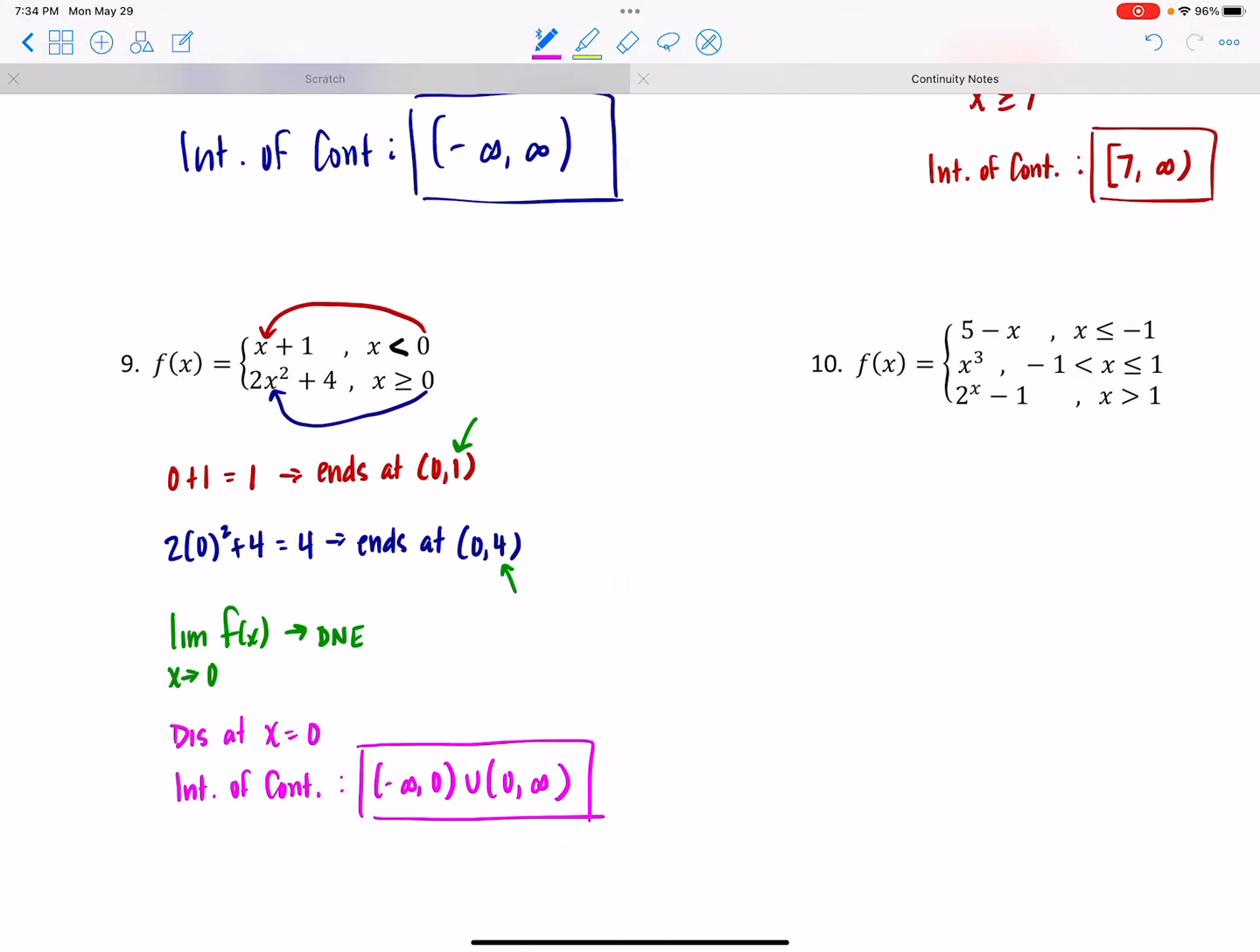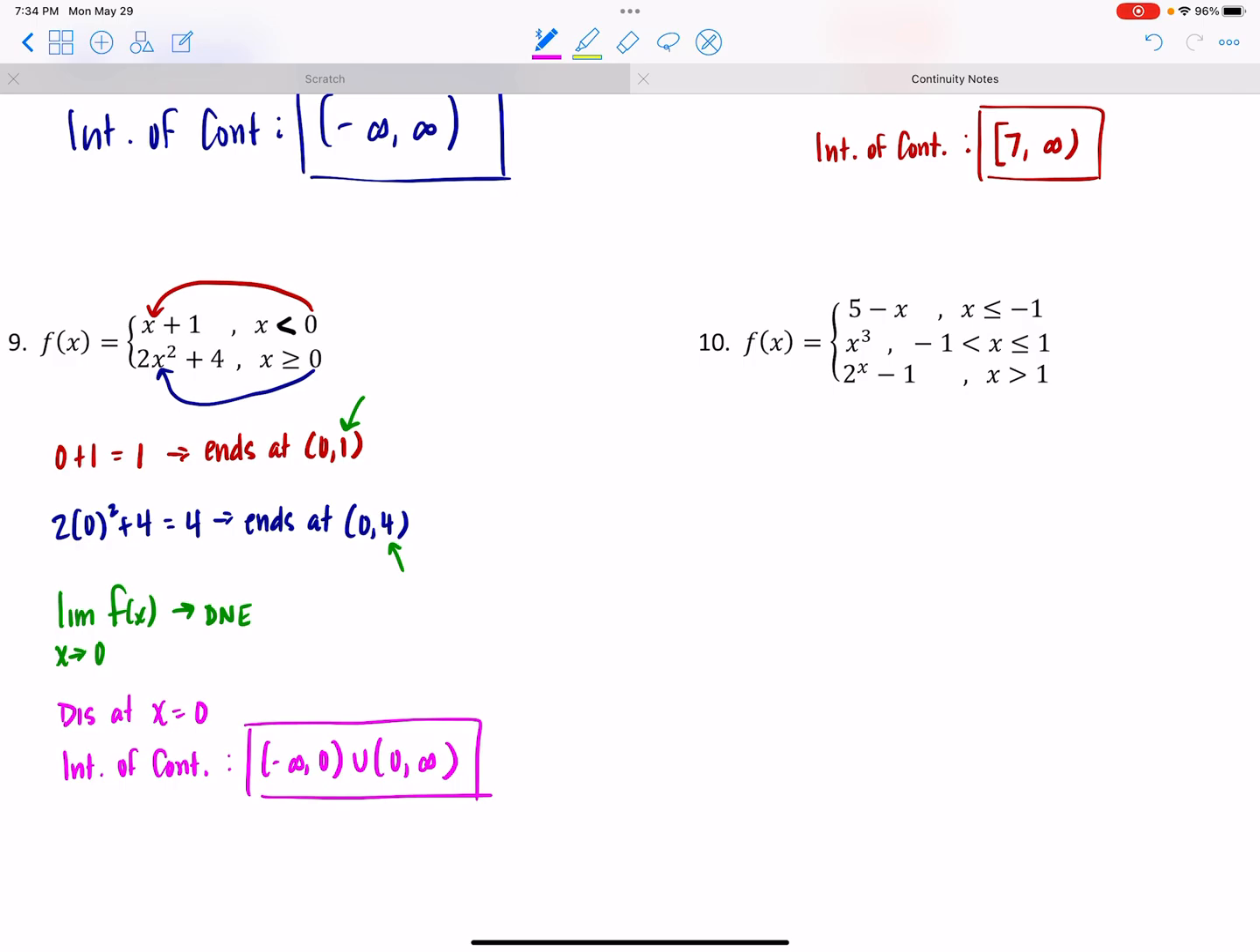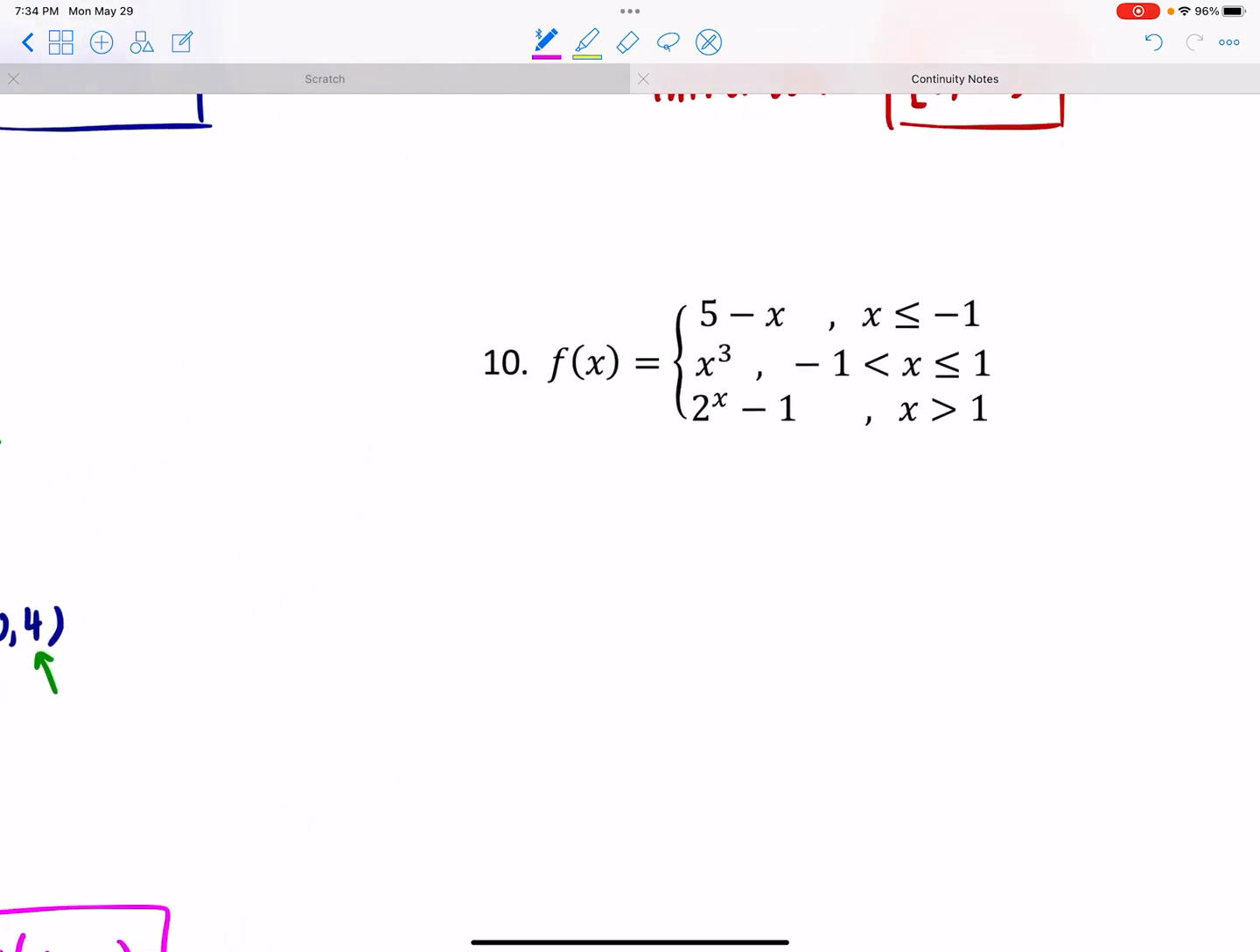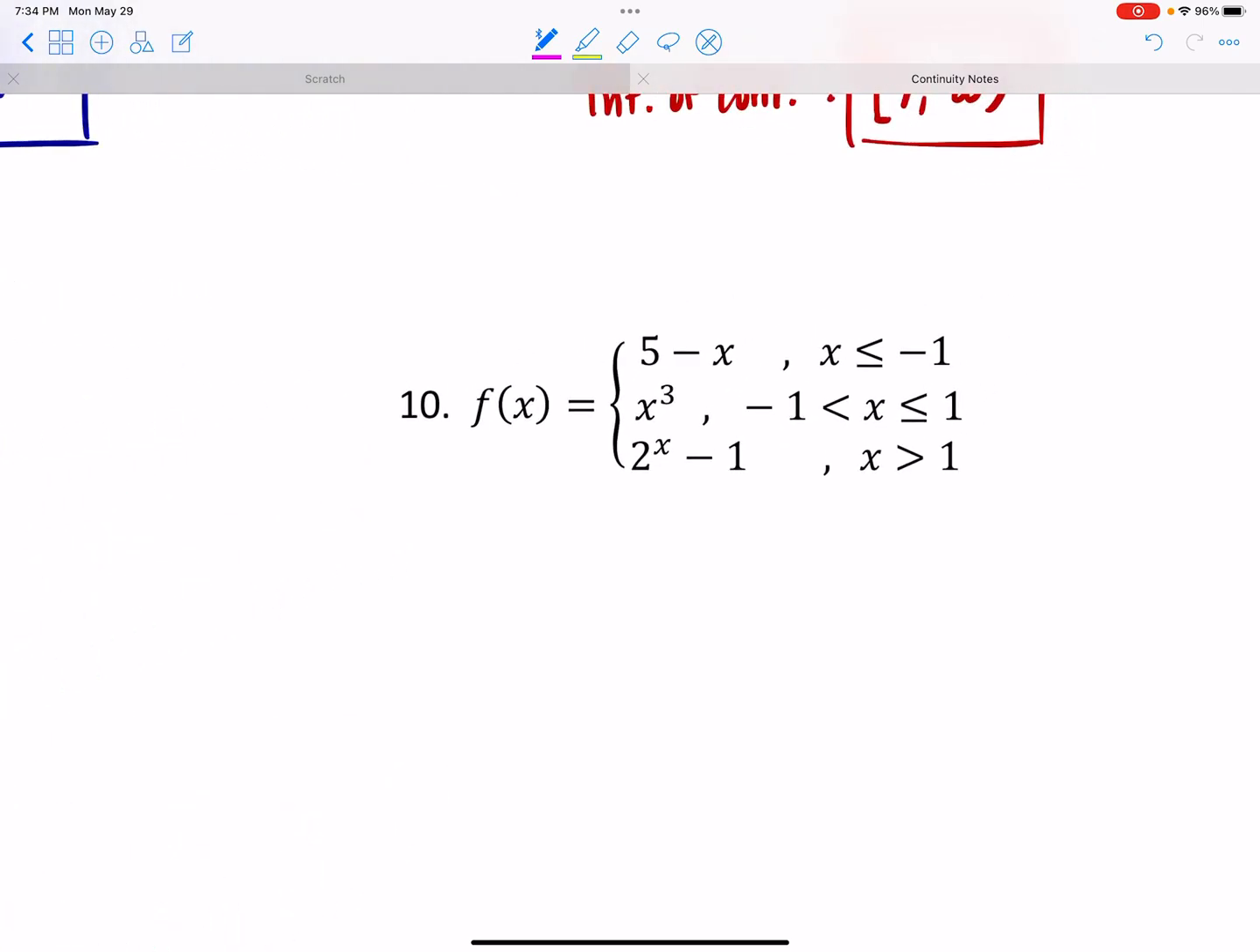Okay, so sometimes our piecewise functions are going to be discontinuous because one piece doesn't pick up where the other one left off. So let's do something similar here. We've got 3 pieces in this graph, and I know that the 3 pieces on their own would be continuous.